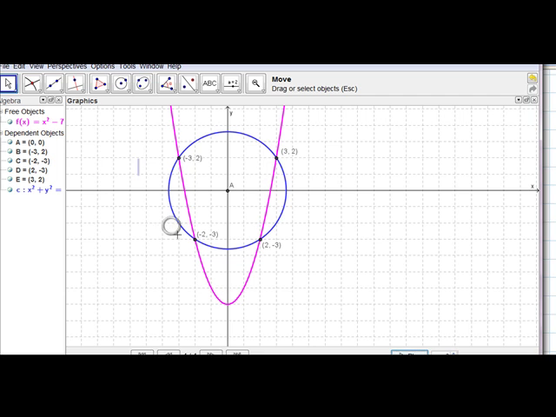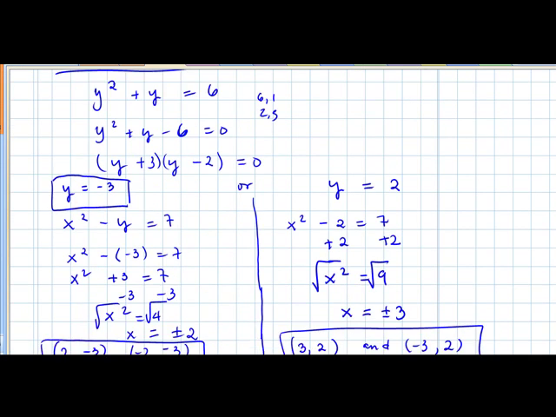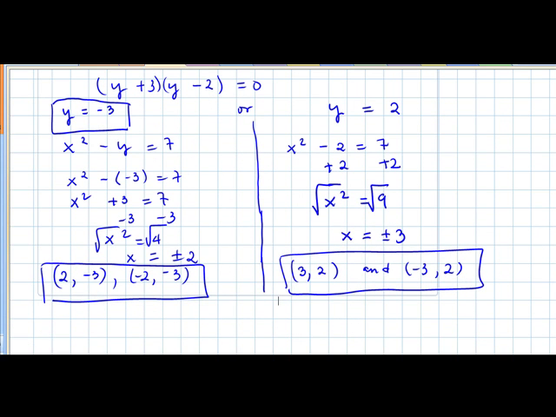If you want to graph to solve your problem, you first have to graph the circle, and you graph the parabola, and the intersections between the two graphs are our solutions. In this case, clearly I have 4 solutions, and they are exactly what I got when I solved the problem using algebra. So that confirms that my solution is correct.